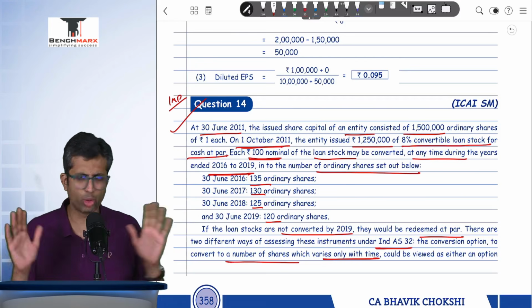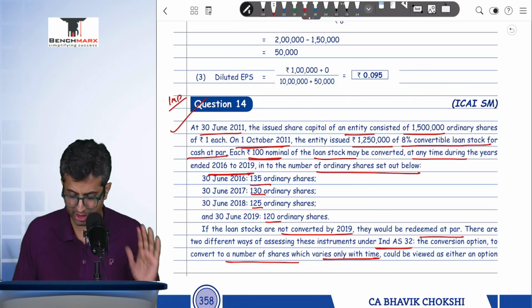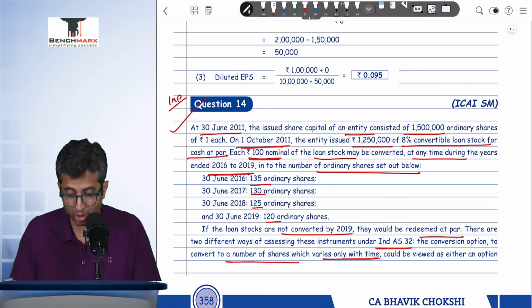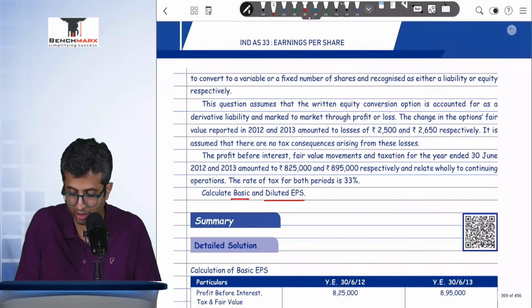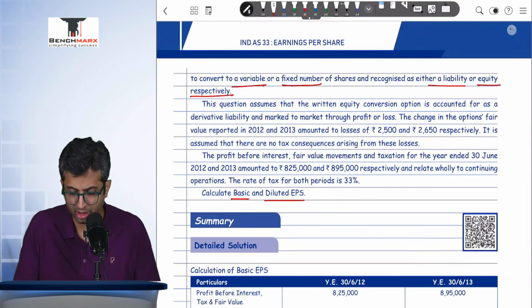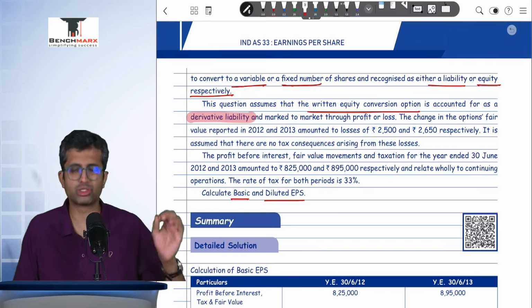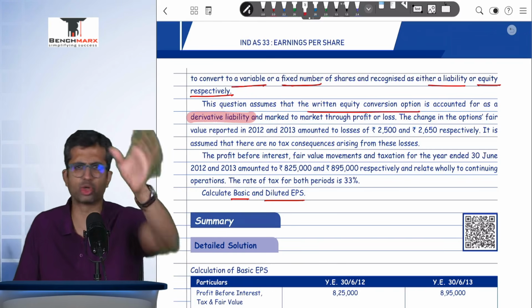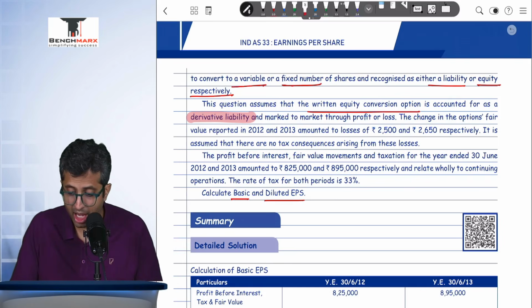So they are saying over here that there are two ways in which you can assess that the conversion option, which is varying only due to time, there is no other reason, can either be viewed as an option to convert into a variable or a fixed number of shares and recognized either as a liability if it is variable or equity. However, this question assumes that the conversion option is accounted for as a derivative liability. The question tells you, so they're not asking you how it should be classified. They're saying to solve as if it is classified as a liability and marked to market using profit and loss. So this is accounted using FVTPL.